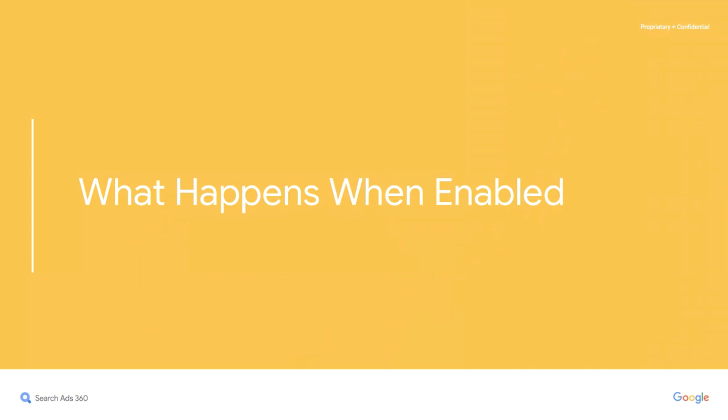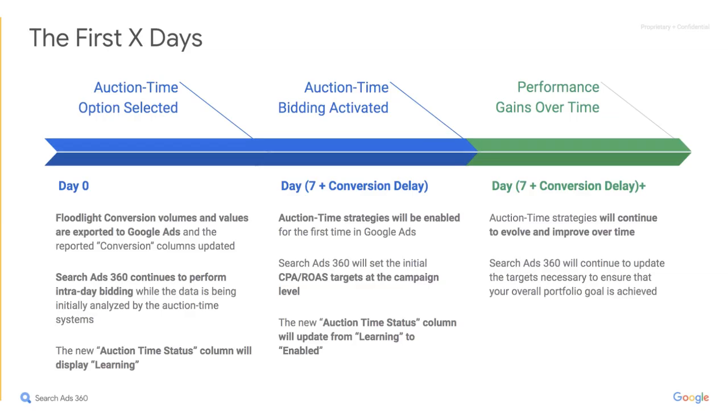Let's take a look at what happens when we enable auction time bidding. From day 0, the moment that we enable, Floodlight conversions are going to be exported to Google Ads. We can also see that the conversion column in Google Ads is going to be updated and reporting these new conversions. Search ads is still going to be performing in intraday bidding, like we said, 4 times per day. If you want, you can check the auction time status column in search ads, and you will notice that it displays learning.